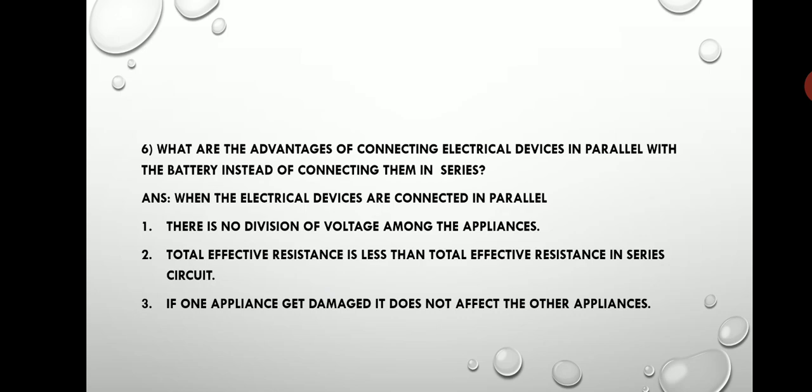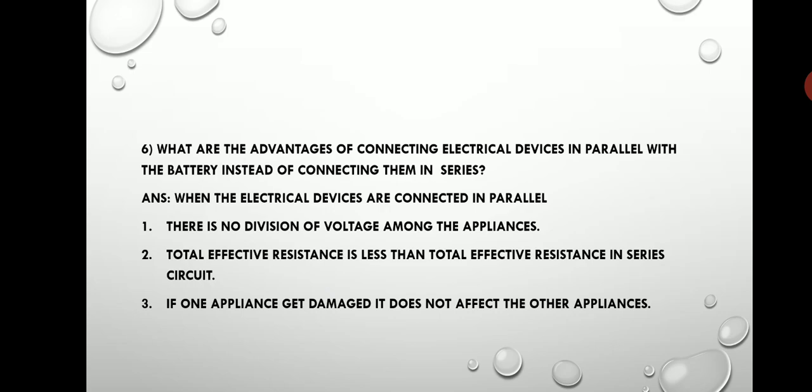Then the total effective resistance is less than the total effective resistance in a series circuit. That we already discussed. Effective resistance is very less, so it allows the flow of current easily, and high current is supplied to all the appliances.